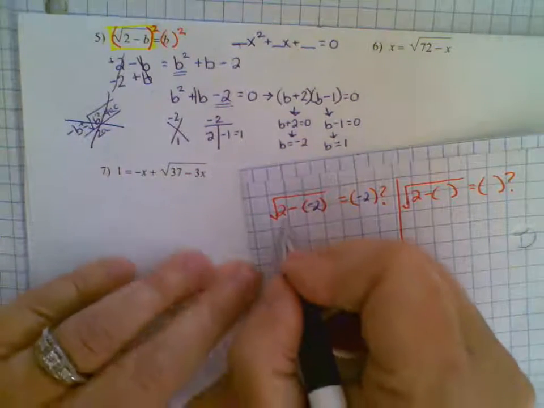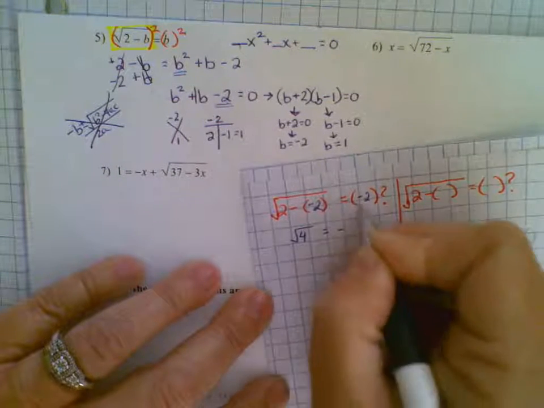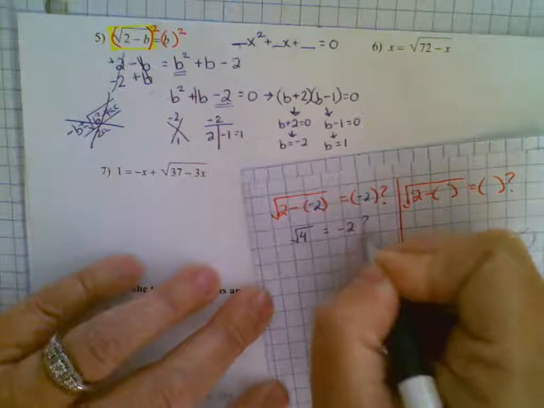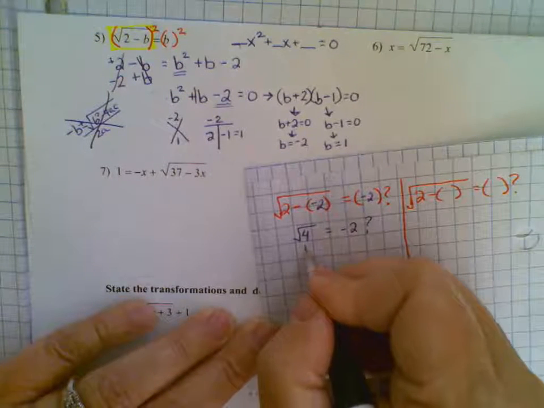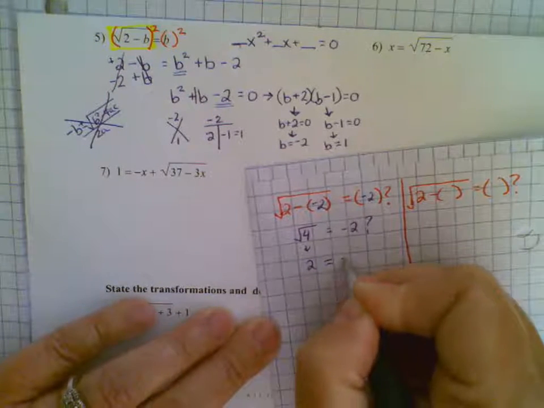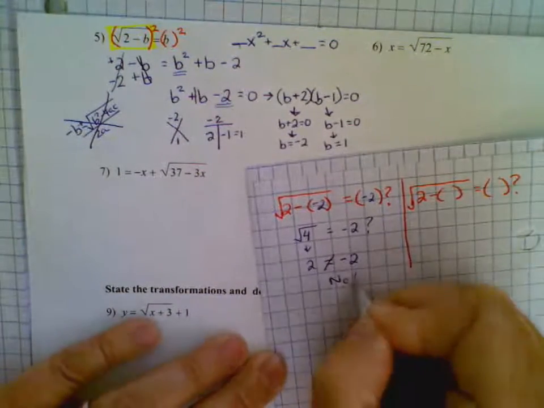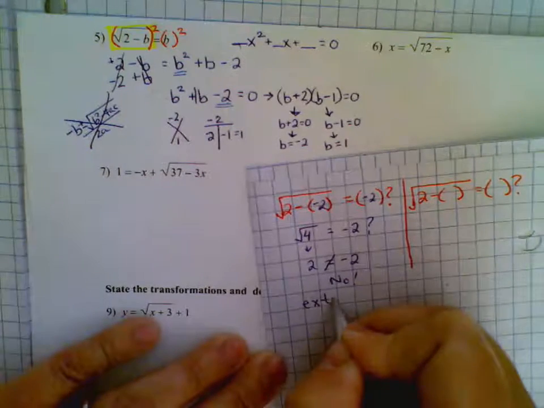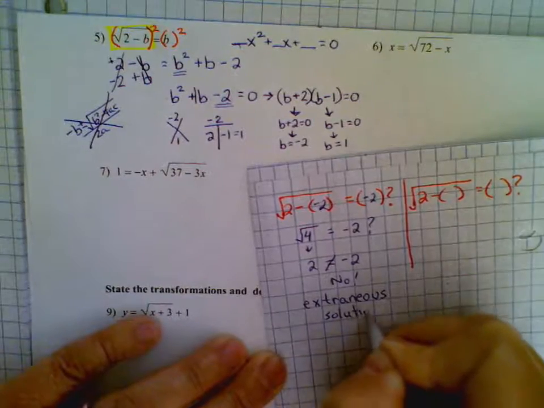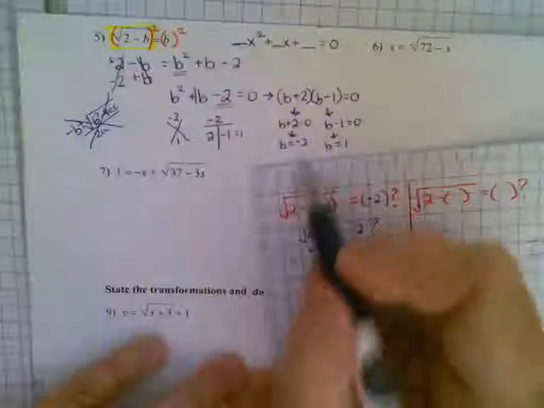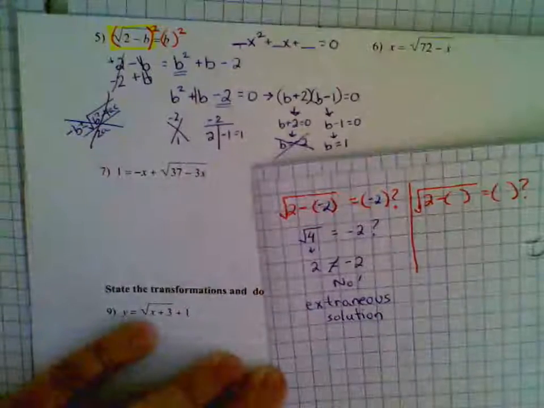So let's follow that through. 2 minus -2 is square root of 4 equals, I don't really need the parentheses here, this is -2. So is this a true statement? Well, no, it's not, because when you take the square root of 4, you get 2. Is 2 equal to -2? No, it is not. So this is what we call an extraneous solution. So back on my paper, rather than drawing a box or a circle around this, I'm going to cross it off. That one's no good.